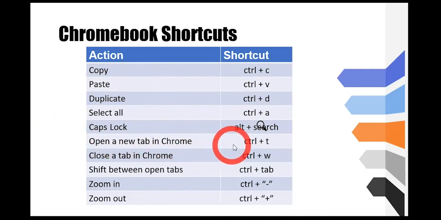You can open a new tab in Chrome with Control T, T as in tab. You can close a tab with Control W. I'm not sure where the W comes from. You can shift between open tabs. So for those of you that have 50 tabs open, if you press Control and the Tab key, it'll cycle between all of your tabs. So you can navigate that way. Although I do suggest not having that many tabs open. You can zoom in on a page and zoom out by pressing Control minus or Control plus.